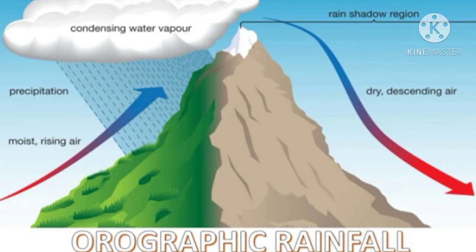Orographic or relief rainfall. This is the most widespread form of rainfall. When the moisture laden winds strike against a mountain or a hill, they rise upwards, expand, and cool down. Then rainfall occurs. This type of rainfall is called relief or orographic rainfall.